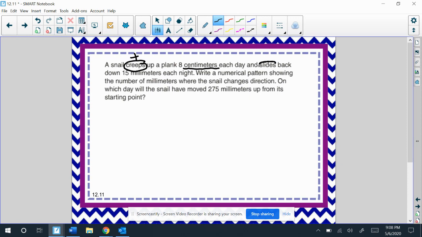This one tells me what? If you said subtraction, you are correct. It subtracts 15 millimeters. Well, those two are not the same. We need to change them. Go ahead and change 8 centimeters into something, and we're going to change it to the smaller unit of millimeters. Go ahead and give that a try now.